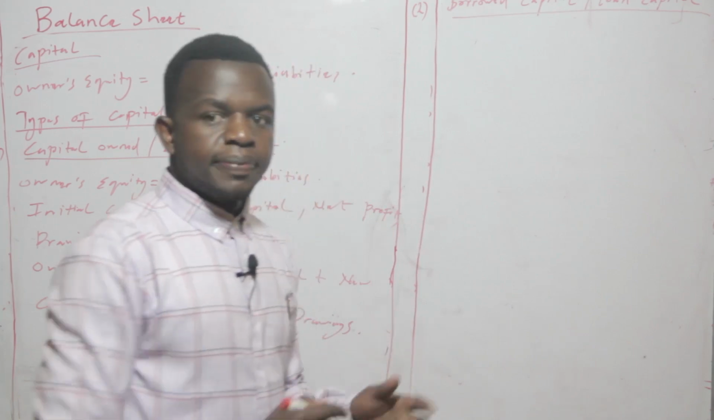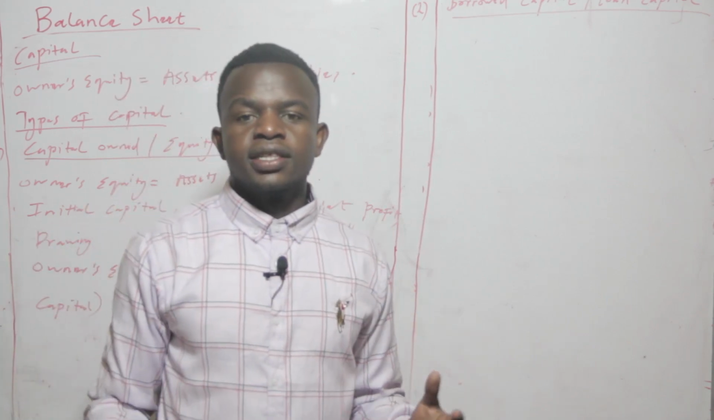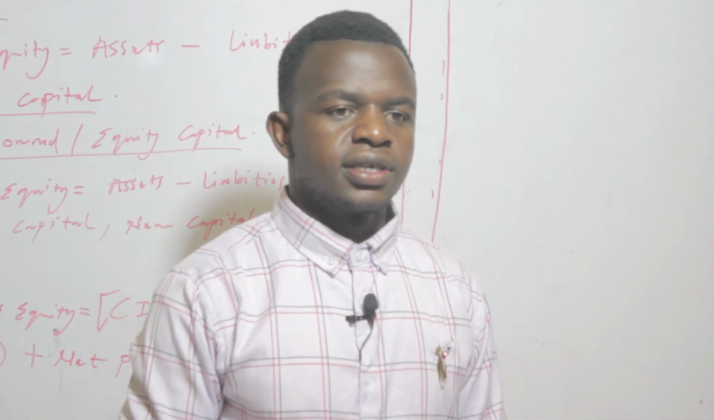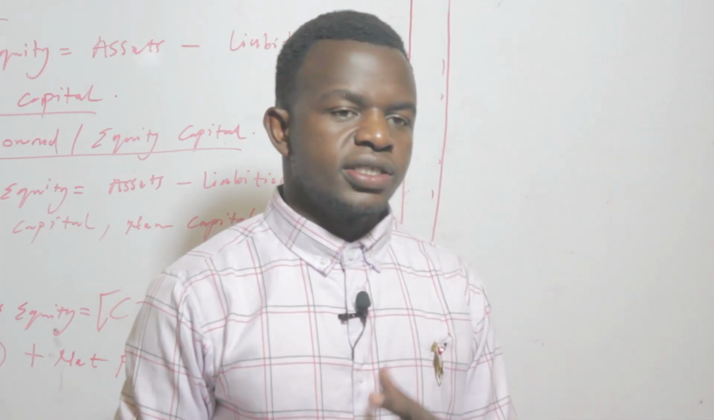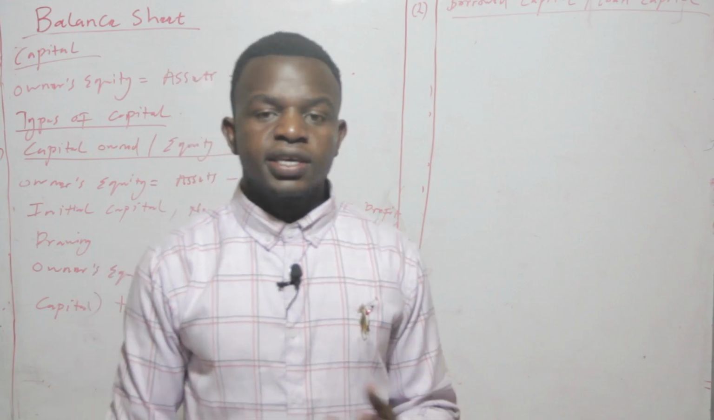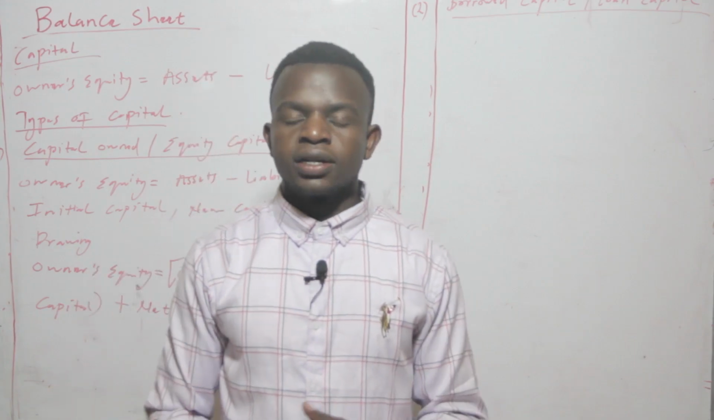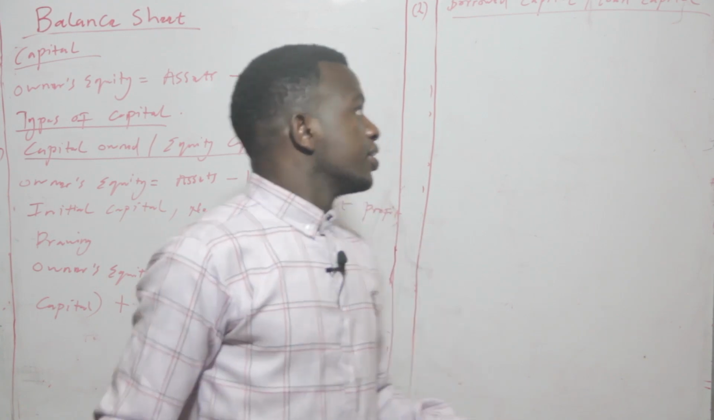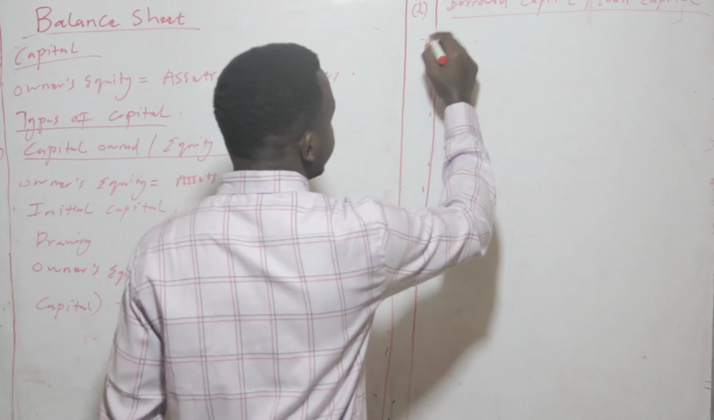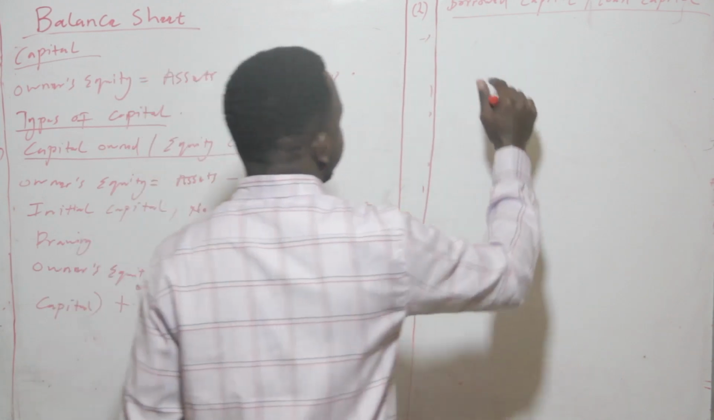So borrowed capital or loan capital, this is the type of capital that is obtained from long-term liabilities. So we can say borrowed capital is equal to long-term liabilities. And for the long-term liabilities, we gave examples. We have a bank loan and debenture.